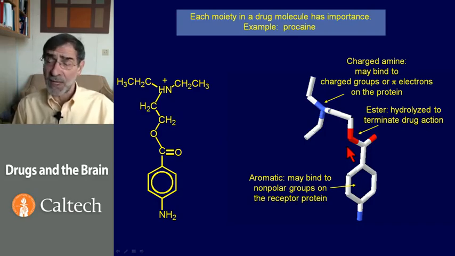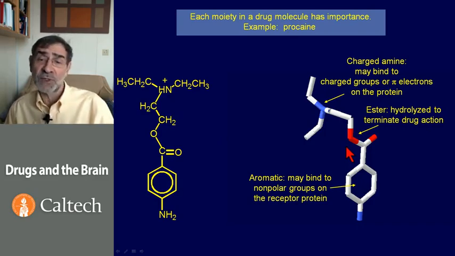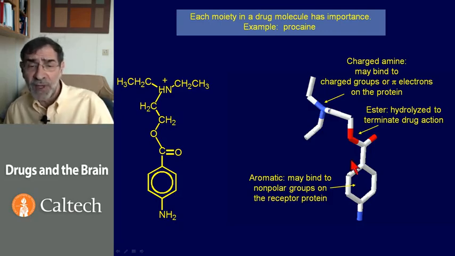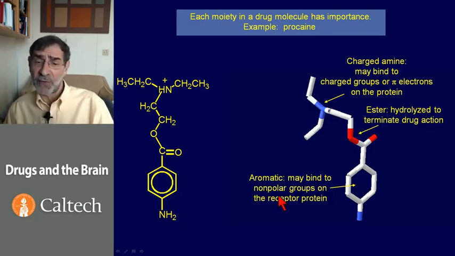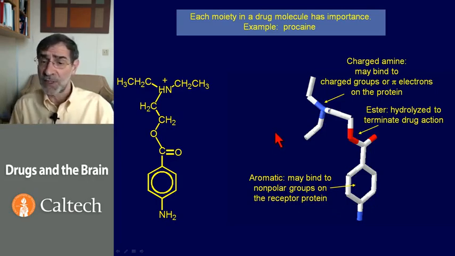I should point out that procaine is also one of those drugs that works primarily in the peripheral nervous system rather than in the brain. And finally, we have an aromatic group that may bind to nonpolar groups on the receptor protein. So a chemist or a medicinal chemist is interested in all of these groups and how to design new drugs that do their jobs better.